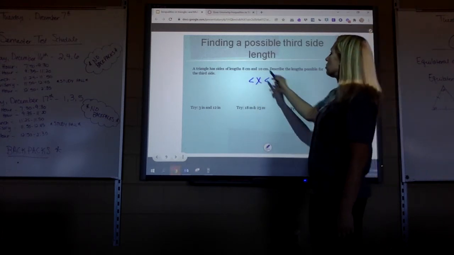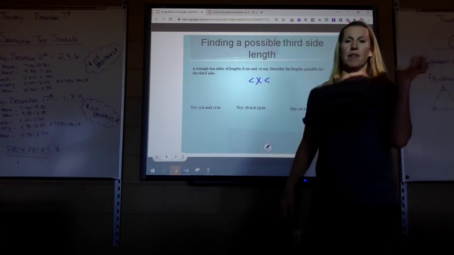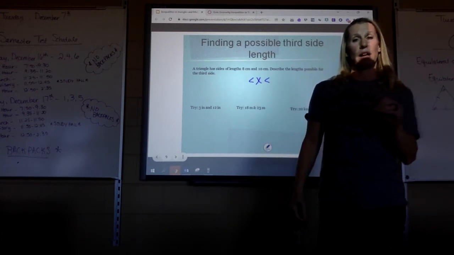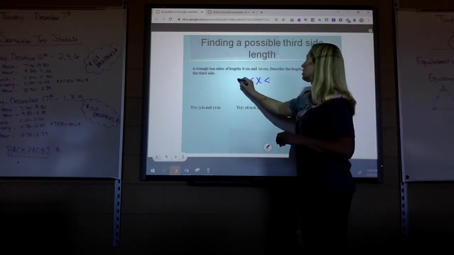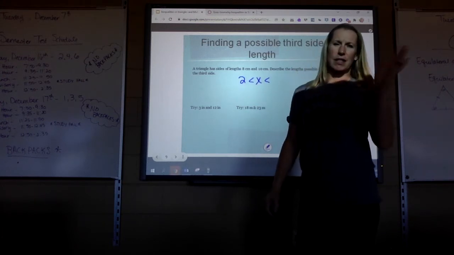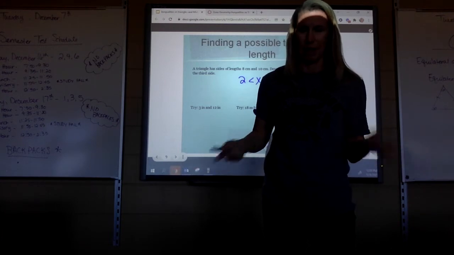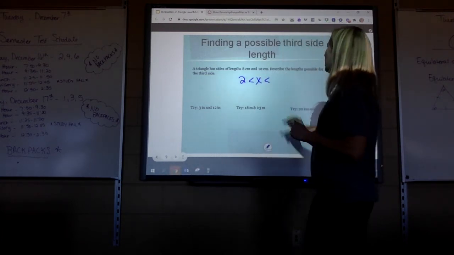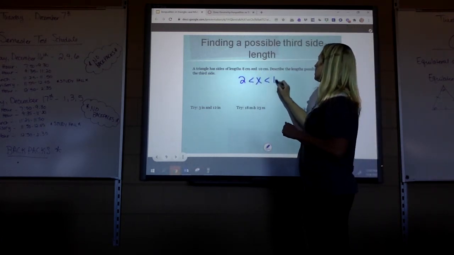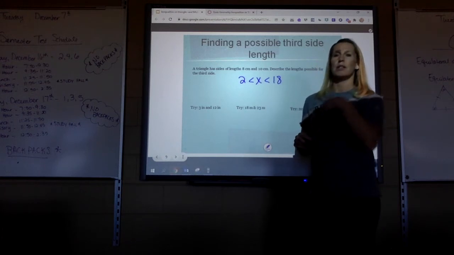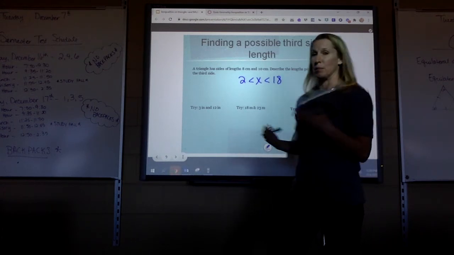So all you do is you take your two sides that are given, which I'm given 8 and 10. You subtract the numbers. 10 minus 8 is 2. Always use a positive. If I said 8 minus 10, yes, I know that's negative 2, but sides can't be negative, so always use positive. And then add the two. 8 plus 10, 18. So you just subtract the numbers and add the numbers. That's all you do.